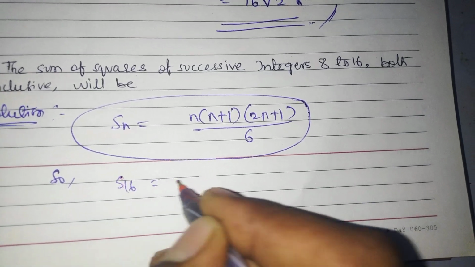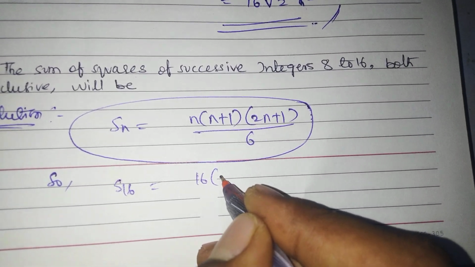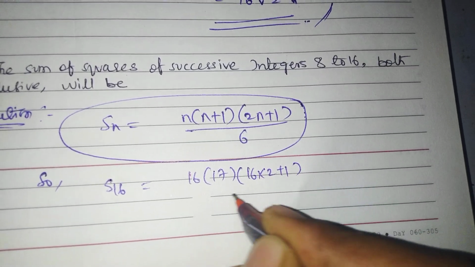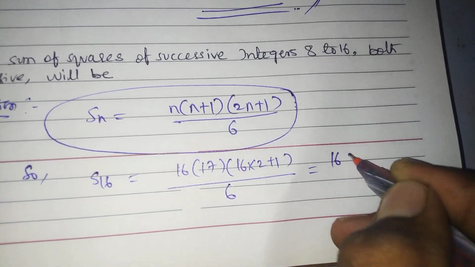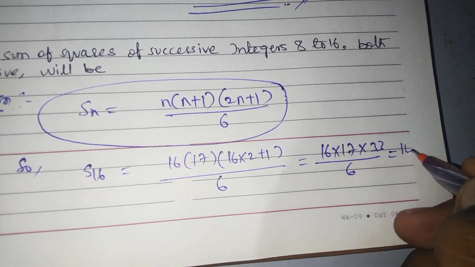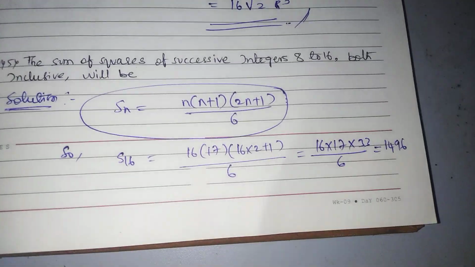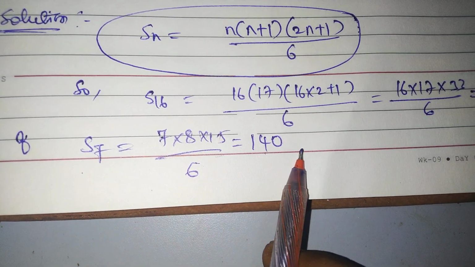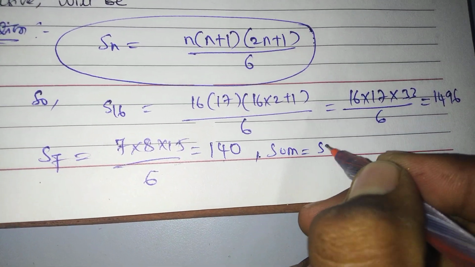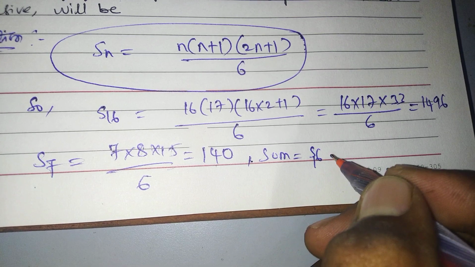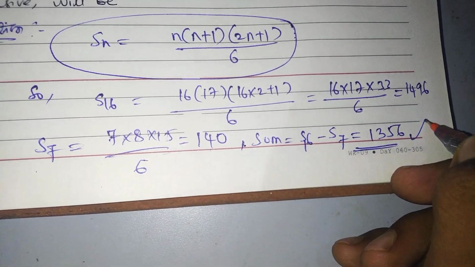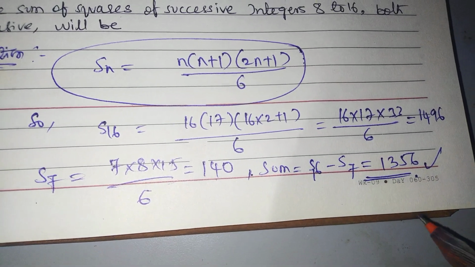For S16, simply substitute 16, it becomes 16 into 17 into 2 times 16 plus 1, that is 32 plus 1, 33, divided by 6. 16, 17 and 33 by 6 becomes 1496, right? Similarly for S7, it becomes 140. We require the sum, so sum equals S16 minus S7, which becomes 1356. This is the answer. It is simple and easy. Thank you. We go for another question.